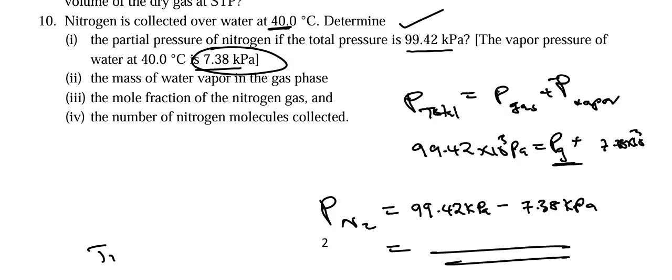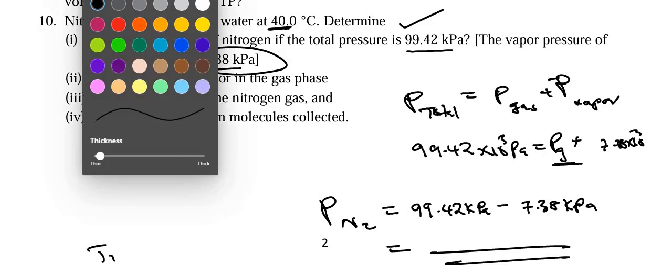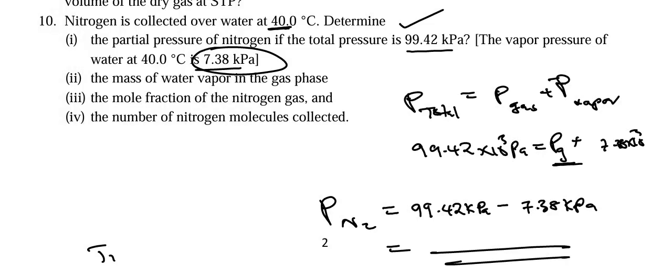That's the first one. Then they're asking for the mass of the water vapor in the gas phase. So if they're asking for the mass of the water vapor, meaning we're going to use the pressure of the water vapor to be precise. So here it's like you have two things: a gas, which is nitrogen, and water vapor. They're specifically asking for water vapor, so what's the mass?